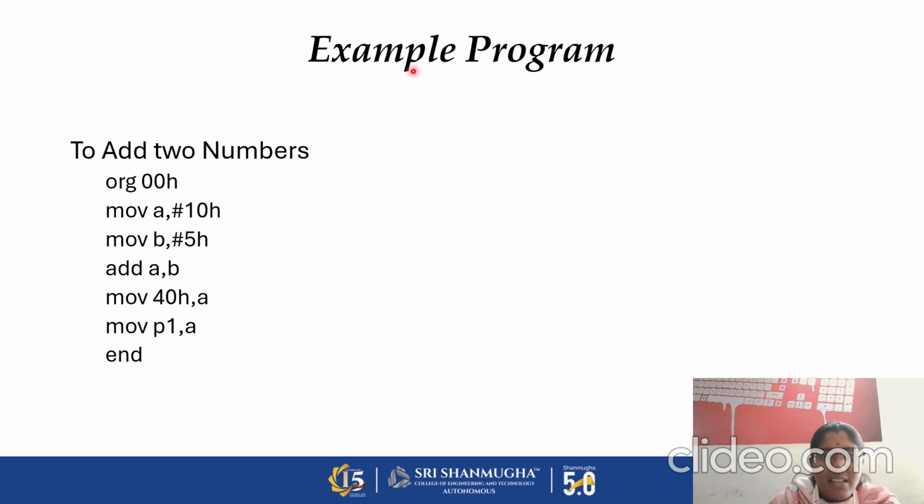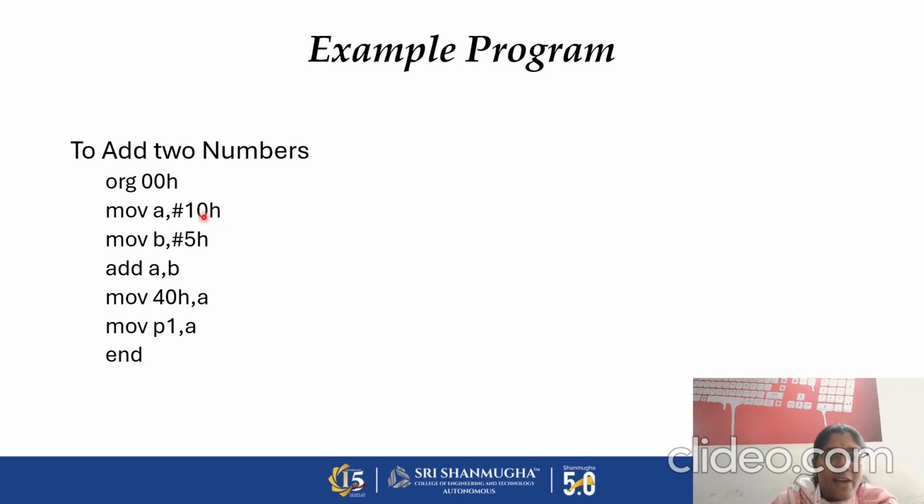So this is an example of how to write a program in Keil MicroVision. I'm writing a program to add two numbers. First you have to give the starting address. I'm giving the starting address, originating at 00H, and I'm moving to an A register a value 10 hexadecimal. This H indicates it is a hexadecimal value, because the embedded system can understand only hexadecimal values.